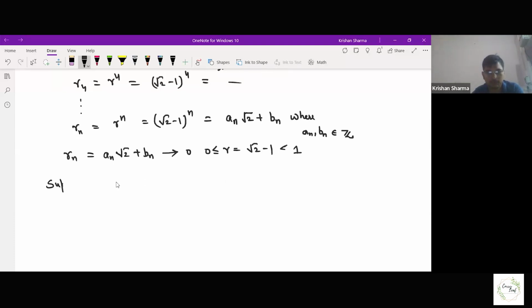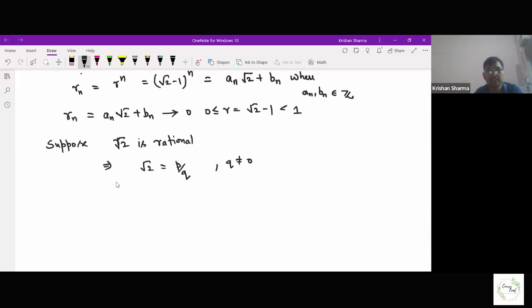Now suppose square root 2 is rational. So we assume that square root 2 is rational. What does that mean? That means square root 2 is p upon q. In the previous proof, I assumed p and q are co-primes, but here I am not assuming that. I'm just saying that it is of the form p upon q, where q is not equal to 0. So forget about co-primes.